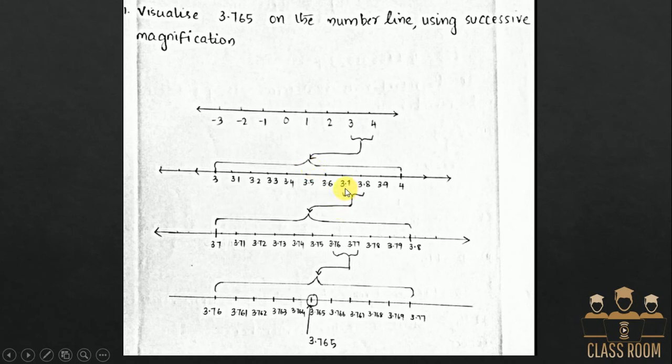Between 3 and 4 we are magnifying it. After that, in between 3.7 and 3.8 we are again magnifying it. Then between 3.76 and 3.77 we are again magnifying. That is the successive magnification method. Okay, is it clear? Let's move to the next question.